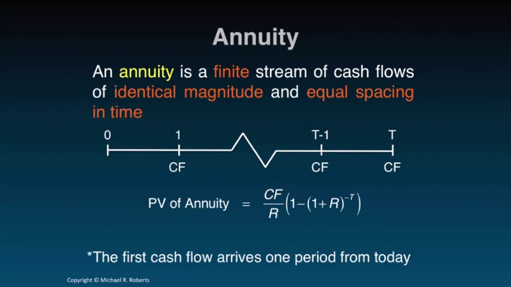One thing to keep in mind, though, is that in order for this formula to make sense, not only do all the features defining an annuity stream have to be true, but we're assuming that the first cash flow arrives 1 period from today. So for example, if my cash flow stream looked like this, it is an annuity stream of cash flows, but this formula is not going to give me the present value of this cash flow stream. Actually, what I would have to do is just add CF, because this is the present value. It's coming today.